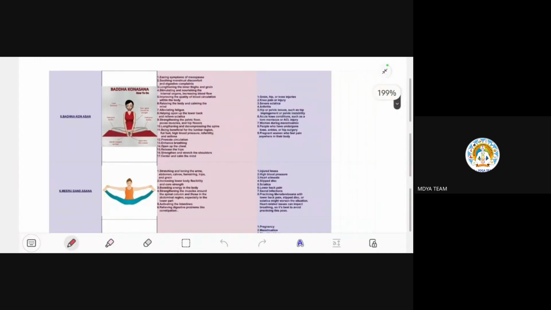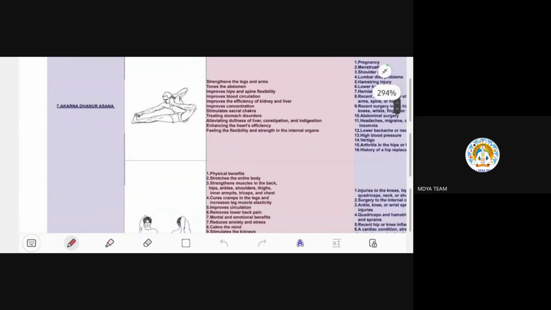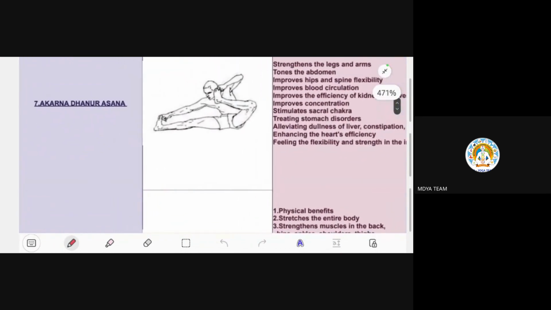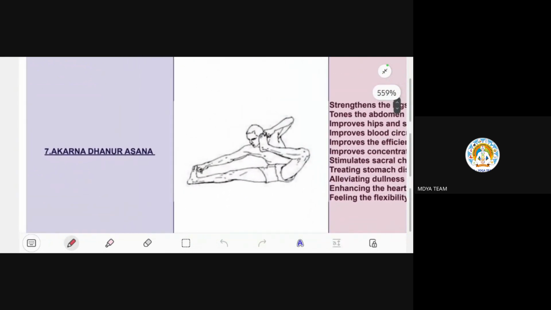So in the last class we have completed till the Merudanda Asana, and we are about to start with the Akarna Dhanurasana, right? Is there anyone who knows what Akarna Dhanurasana is, though it is visible? Anyone? Hello, Anji? Yes, ma'am. I know a little bit. Please go ahead.